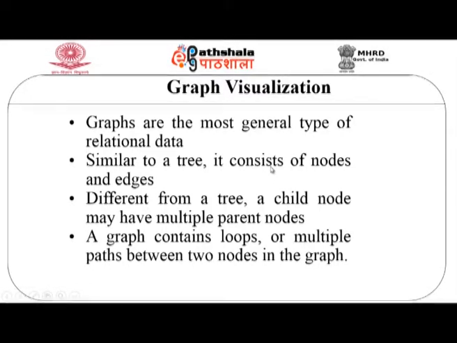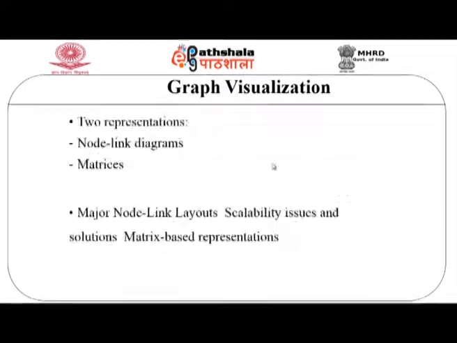The next one is a graph visualization. Graphs are the most general type of relational data set. Similar to a tree, it consists of nodes as well as edges. Whereas different from a tree, a child node may have multiple parent nodes in the case of a graph, and a graph can also contain loops or multiple paths between two nodes in the graph.